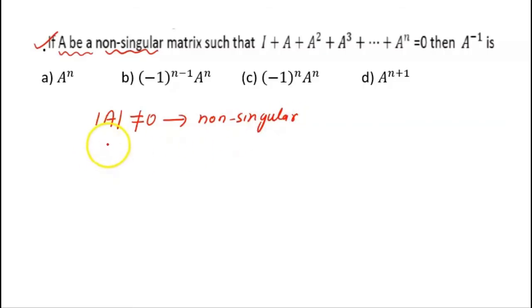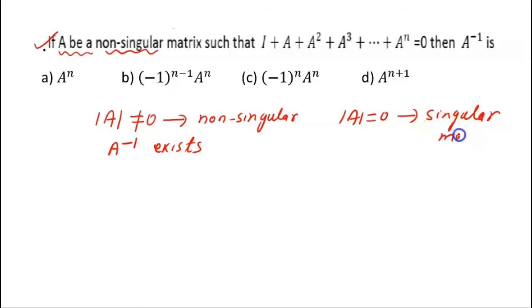And what is the property of a non-singular matrix? The property is that if the determinant of A is not equal to 0, then A inverse exists. When the determinant of A is equal to 0, it is said to be a singular matrix. This is also a question which may be asked. So when they ask you to find which matrix is a singular matrix, you have to find the matrix for which the determinant of A is equal to 0.